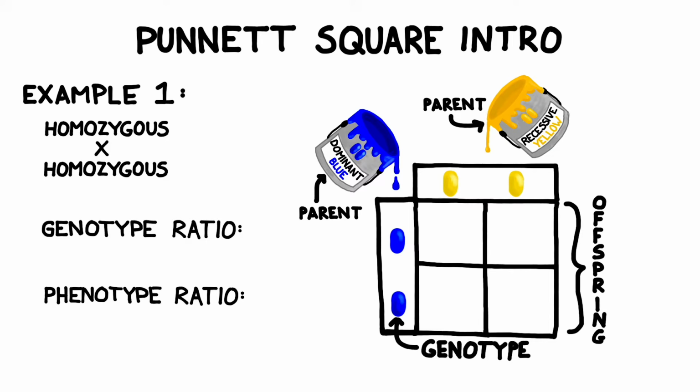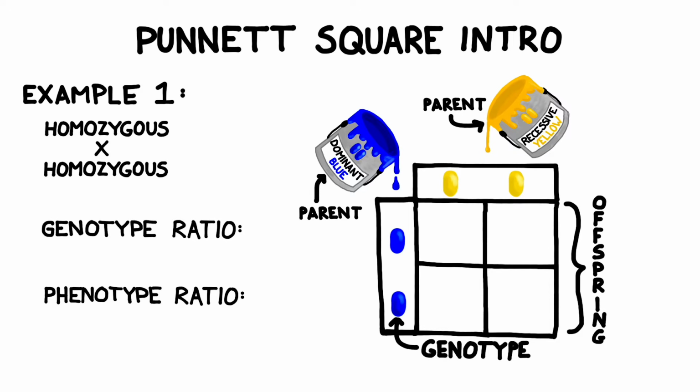If we assume that these are monogamous paint buckets, the only possible genes their offspring can have are those from their parents. Each parent will contribute one allele to their offspring. We can use this diagram to figure out the possible combinations of alleles that their offspring could have.